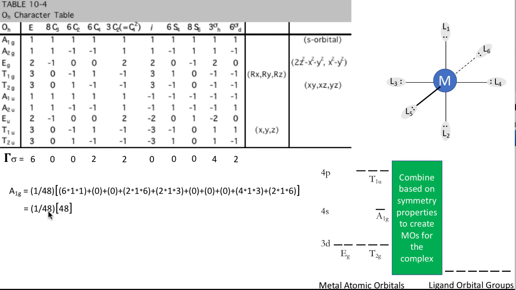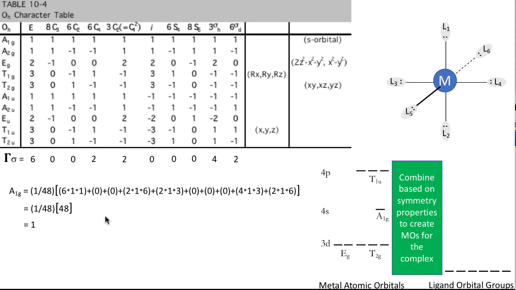It turns out to be 1 over 48. This sums to 48 and gives us 1 A1G symmetry set. So one of our ligand group orbitals will have A1G symmetry. Now, you can either try to figure out the remaining ones by inspection. We know that under E, we have to have some combination of irreducible representations that add to 6 under E.